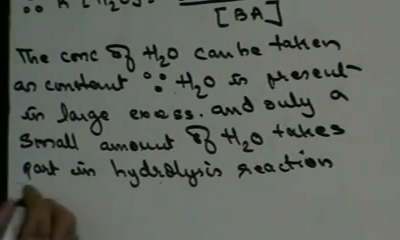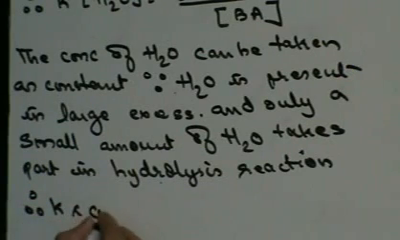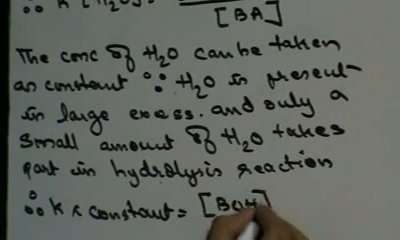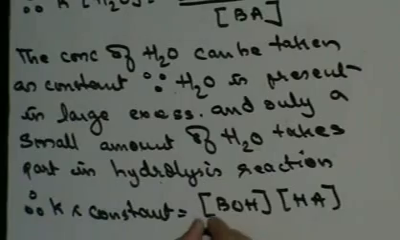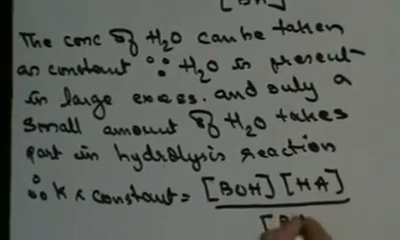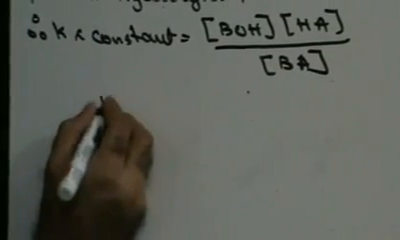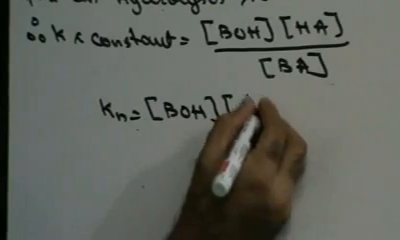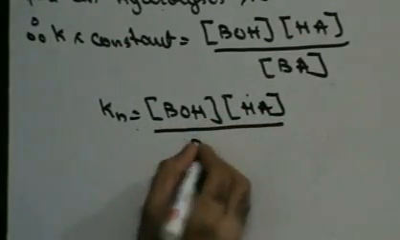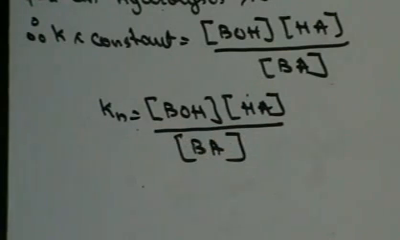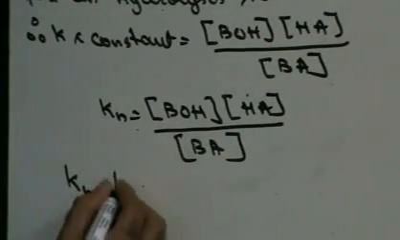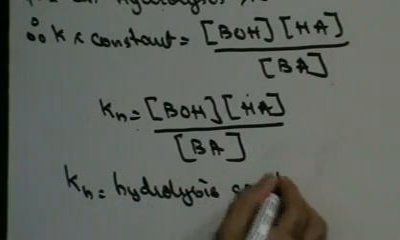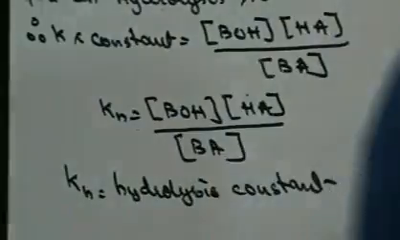So in which case K into constant is equal to BOH into HA upon BA. K into constant can be written as Kh, which is nothing but BOH into HA upon BA, and this Kh is called the hydrolysis constant. That's your equation for hydrolysis constant.